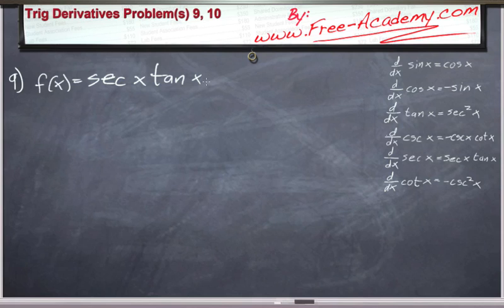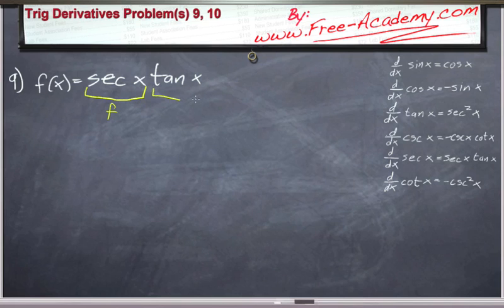For example, in this one, you could split up your secant and your tangents into their sine and cosine forms. Secant is 1 over cosine, I believe, and tangent is sine over cosine, so this would be sine over cosine squared. Or you can just solve this using your secant and tangents derivative rules, which is what I would recommend.